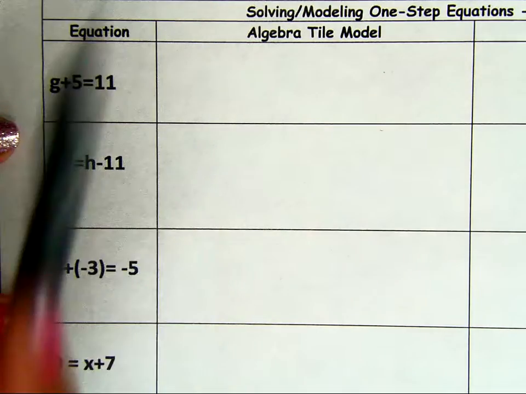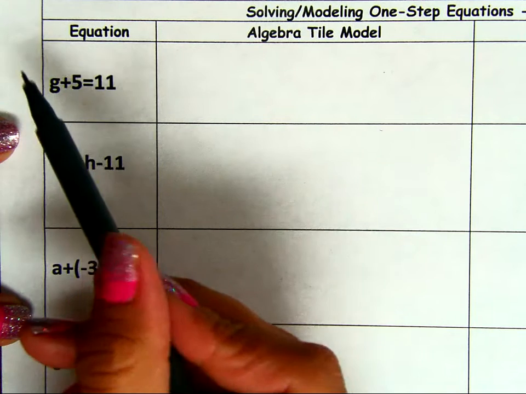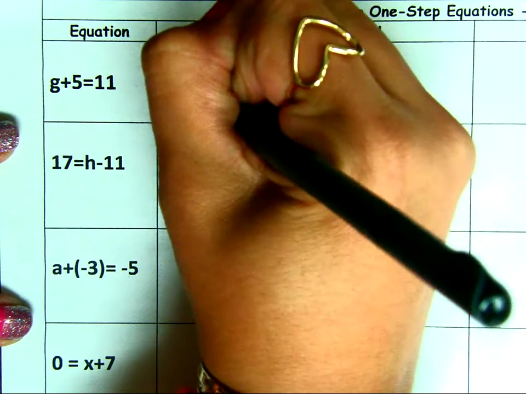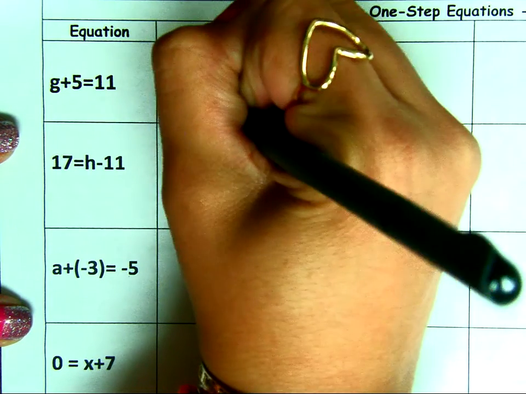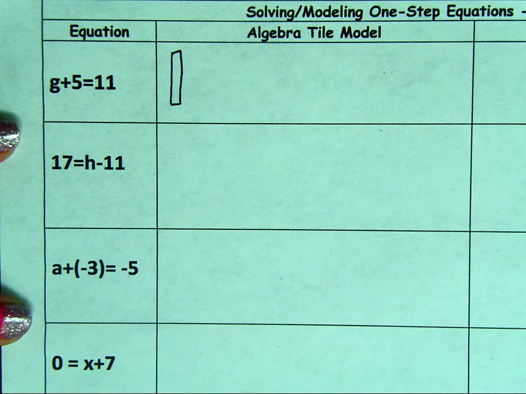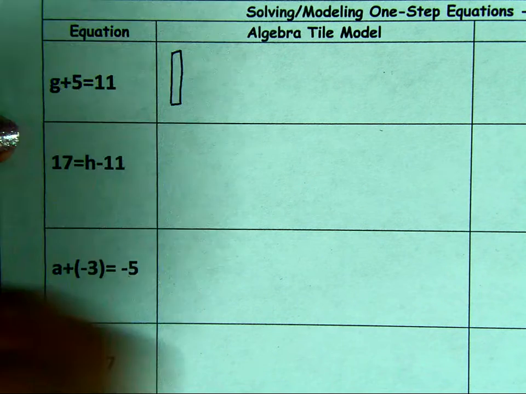First off, we have a G. Notice that we're using a variable, and it could be any variable. So the G would represent like our X tile. Okay, so I'm going to start with that. This is unknown. It is positive, so I'm going to leave it alone. If it was a negative, I'm probably going to shade that just so you can see the difference between the two. Okay, and we're adding 5 positives here.